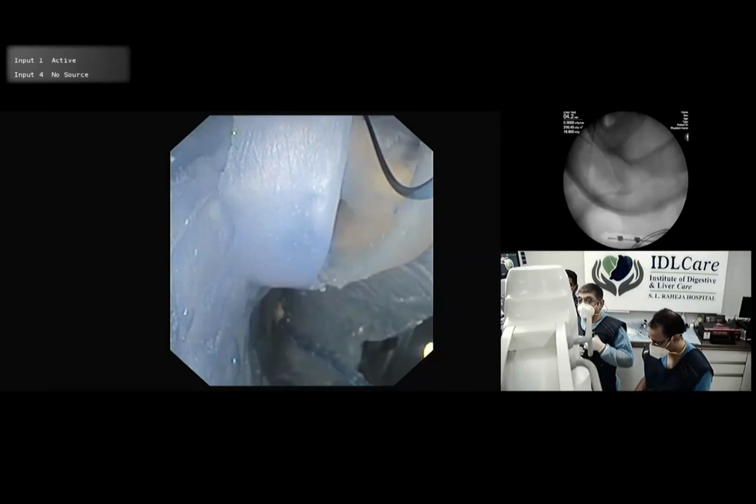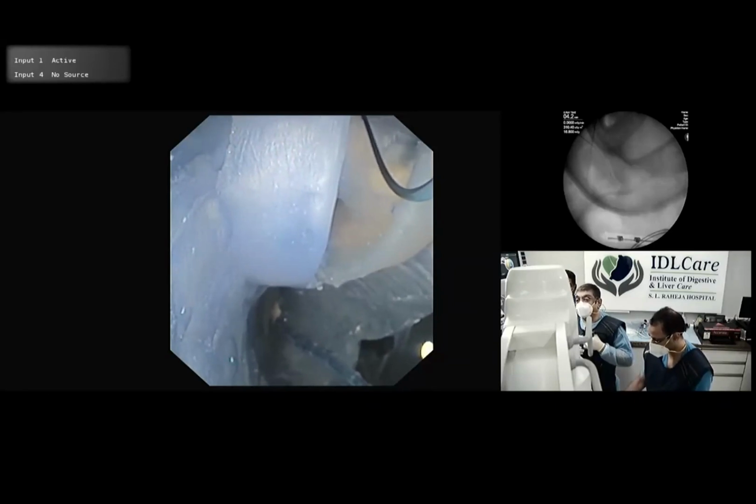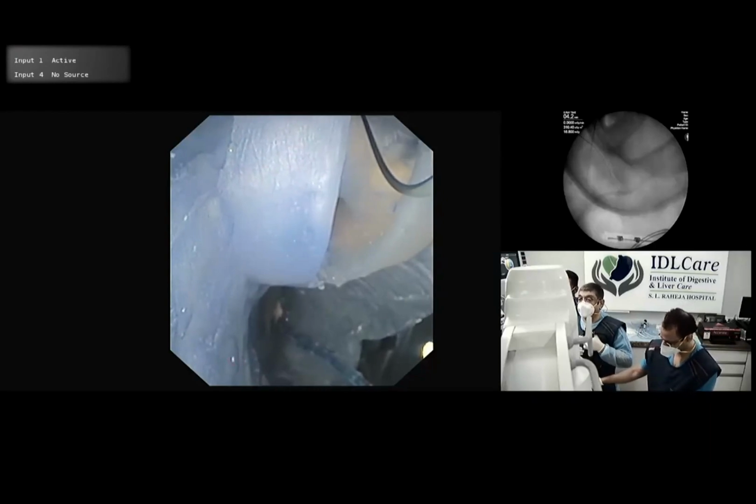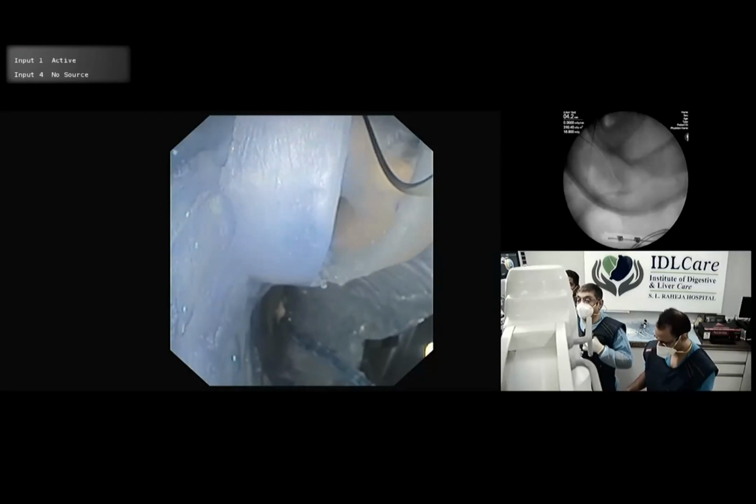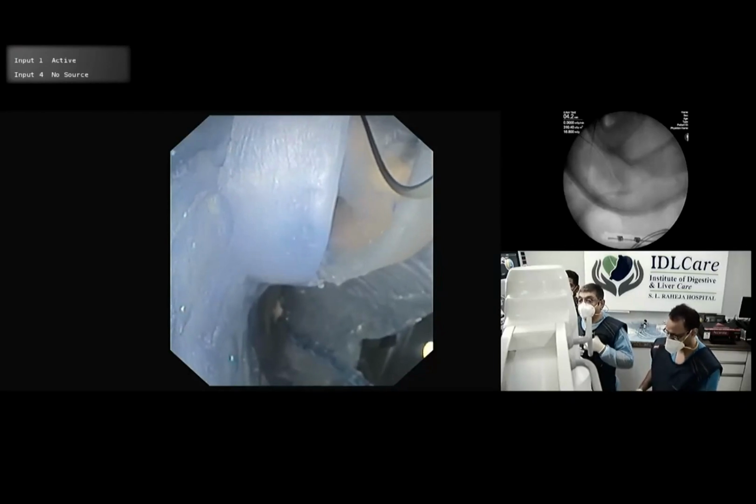So this is why you see rendezvous is not a very popular technique, but I love it because it is the most risk-free actually. It has least complications. All you need is a 19 gauge needle to puncture and a wire. That's all. And you're not dilating any tract, you're not causing bile leaks. So if the papilla is available, rendezvous is a very, very useful procedure to do very fast.